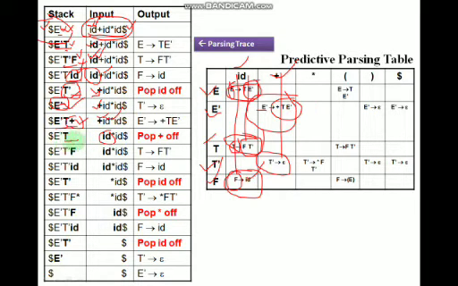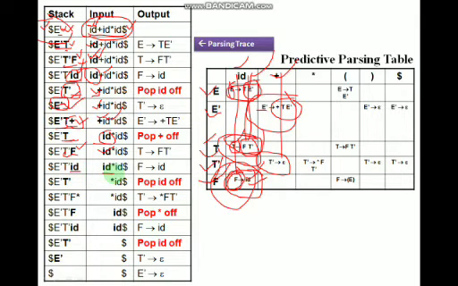Okay, now this is T, this is id. Consult the predictive parsing table, this is T and this is id. Again we will use F T dash in place of T. So this is F T dash in place of what? T. Now this is F, this is id. So this is F, this is id. We will use this production rule. In place of F we will use what? id. So this is id in place of F.